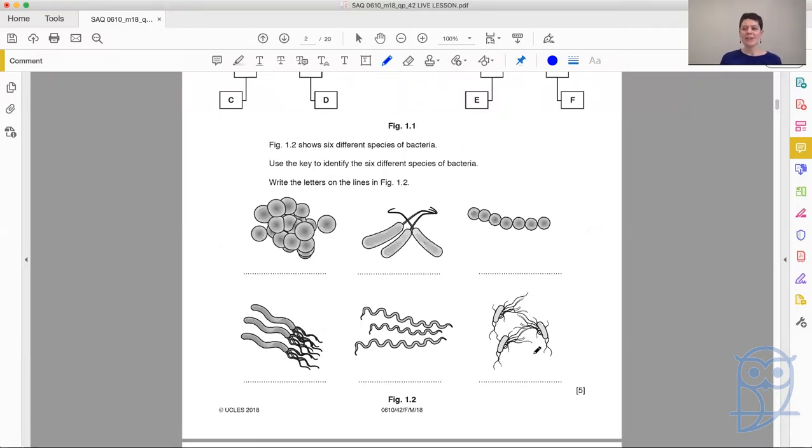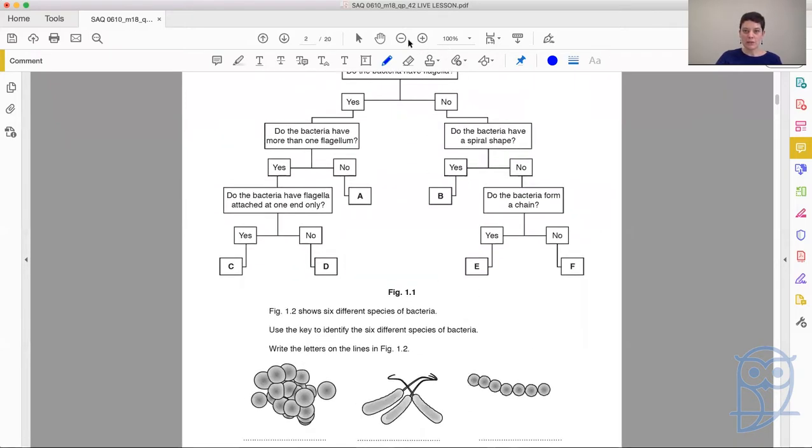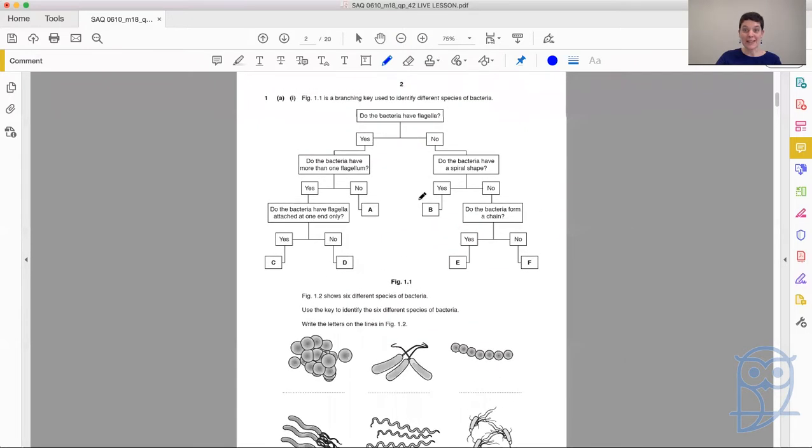So you're not expected to know what these are, but you are expected to be able to work through the key. So let's start with this first one, this little bobbly one. So I think I'm going to zoom out a bit so that we can see questions and the pictures. Do the bacteria have flagella? Remember, if we have a bacteria, the flagella is the tail bit. Okay, so these ones do not, so it's a no for that. Do the bacteria have a spiral shape? No, they're rather blobby. Do the bacteria form a chain? Nope, they are definitely blobby. So F is our first one.